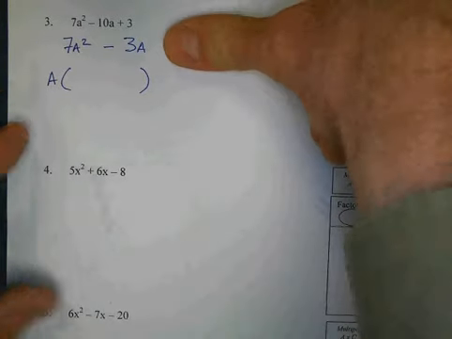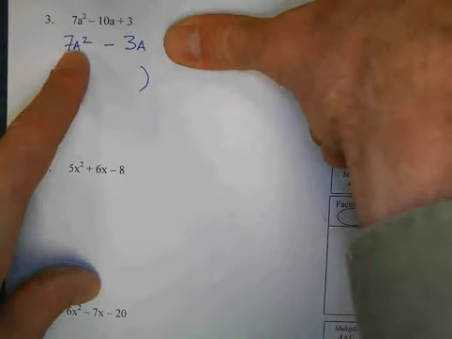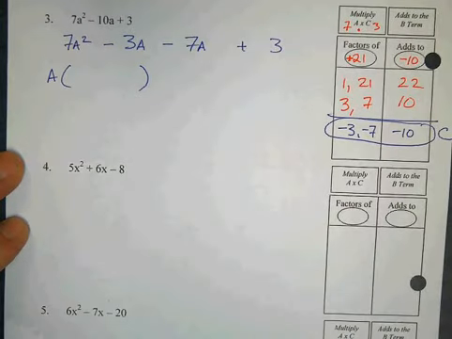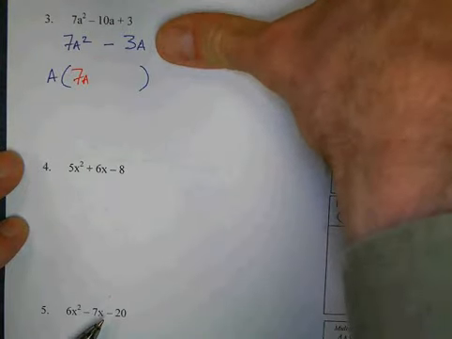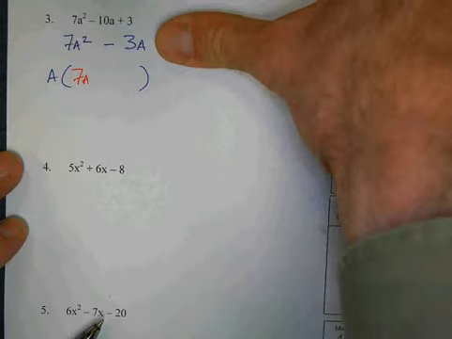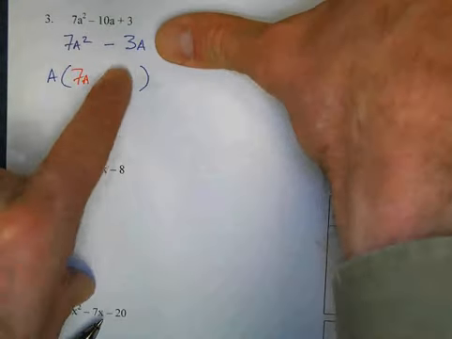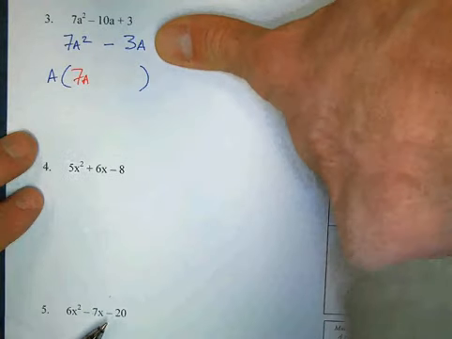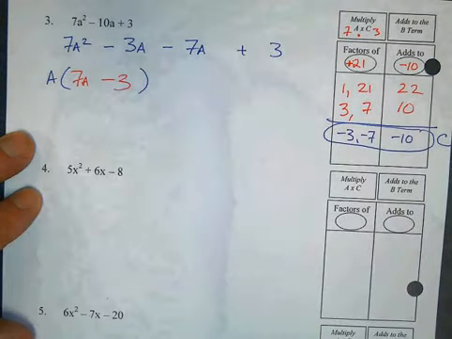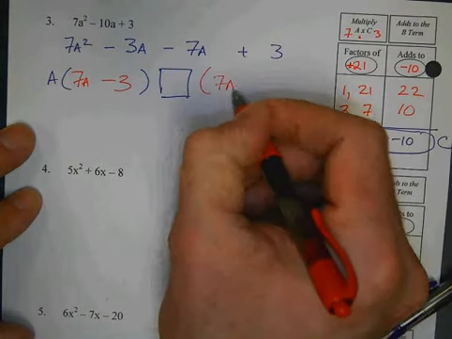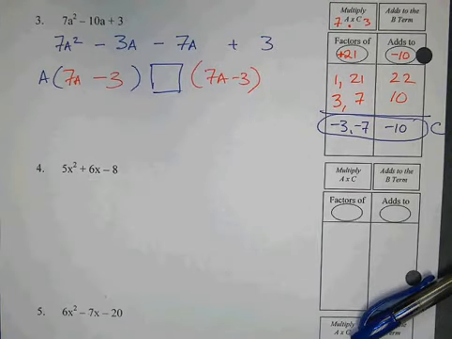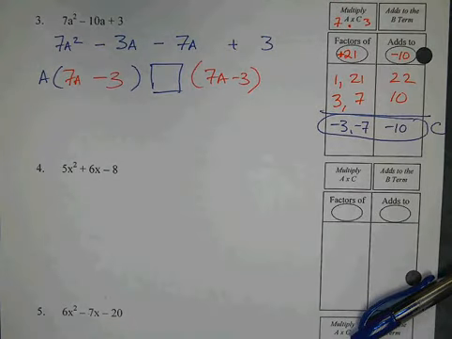What's left? A times what is 7a squared? 7a. A times what is negative 3a? I hear A. A times what is negative 3a? Negative 3. Okay, put down your box. Put down your 7a minus 3. This is your turn. Write down what you think goes in the box. Go. Don't say it. Write down what you think goes in the box.